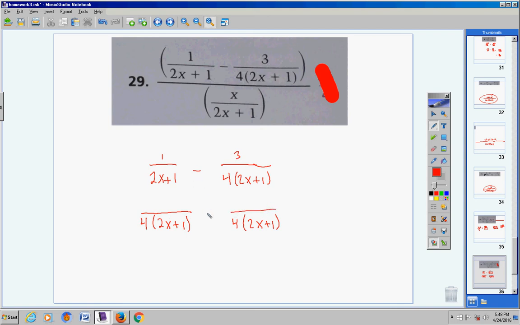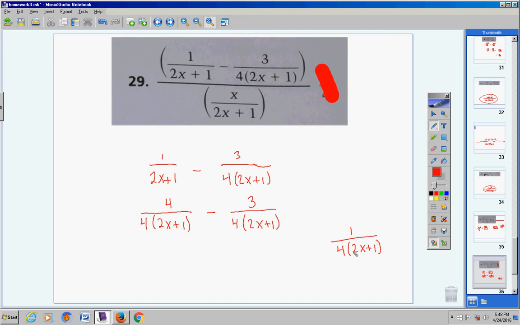Bring down your negative sign. What do I have extra here that I don't have here? A 4. So I put a 4 up top to balance the fraction and then bring down a 1. So 1 times 4, which is just 4. What do I have extra here that I don't have here? Nothing. Just bring down the 3. So let's subtract these two. 4 minus 3 is 1. So I have 1 over 4 parentheses 2x positive 1. Okay, so that'll be my numerator.